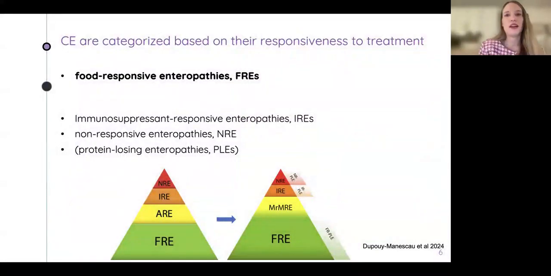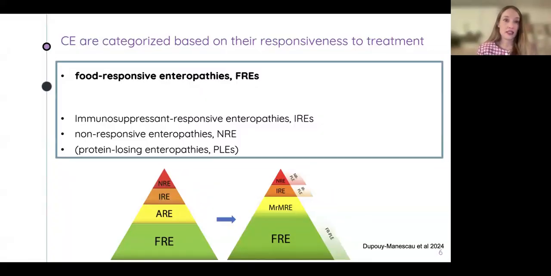How do we categorize it? This is an ongoing thing. We see a different categorization every few years, even though this one stayed a few years longer than some previous categorizations. So we have the categorization based on responsiveness to treatment. My focus in this presentation would be this first line, food responsive enteropathies. Those are the ones that respond positively to a change of diet.